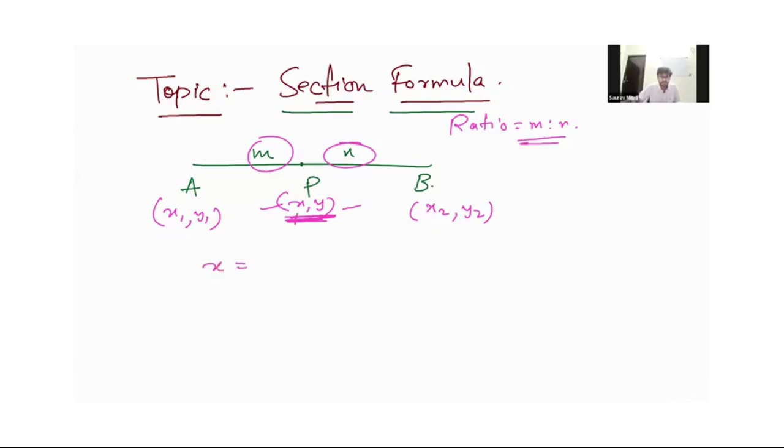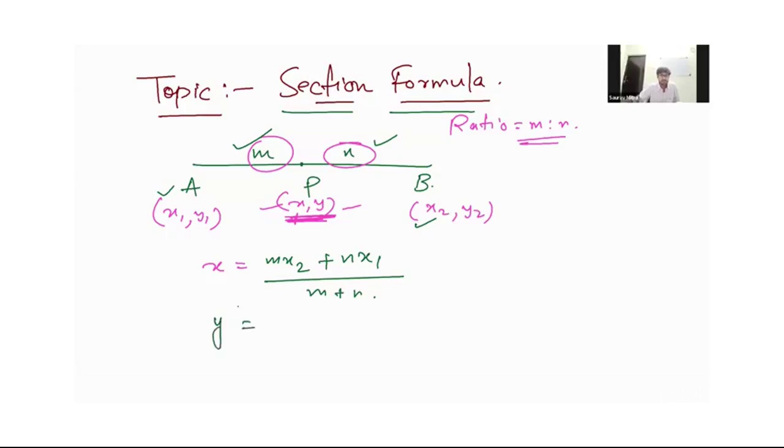So for finding the value of x, what we will do is multiply m and x2. So this is mx2 plus n into x1, upon m plus n. I am again repeating: m into x2 plus n into x1. First we are taking only the x values.